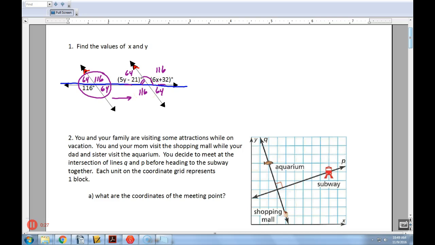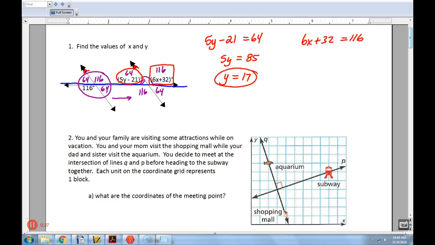Now I can set up two separate equations. I can set up an equation here to get y: 5y subtract 21 is 64. And then I can set up a second equation that 6x plus 32 is really just 116 degrees. And now I just have to use algebra on both of these. So I'm going to add 21 to both sides, and I get 85. And then I divide both sides by 5, and that's going to go in there 17 times, it looks like.